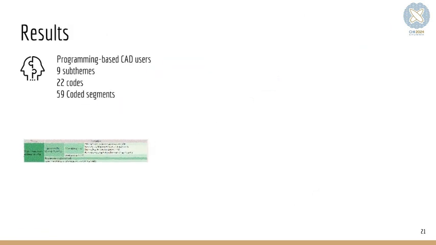For the first theme, we coded 59 segments with 22 codes grouped in 9 subthemes. We found aspects related to their profile and motivations of users in programming-based CAD applications. For instance, all participants were programming-oriented users with some experience in programming.